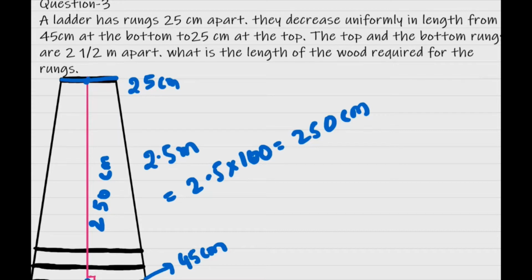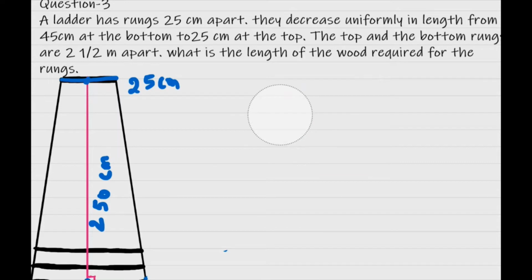What is the length of the wood required for the rungs? Now you have to find out how much wood is required to make these rungs. So how will you do it? I think you all have got the idea, you might have understood the question. See the first rung, the length of the first rung, that is L1, is equal to how much? 45 centimeters.